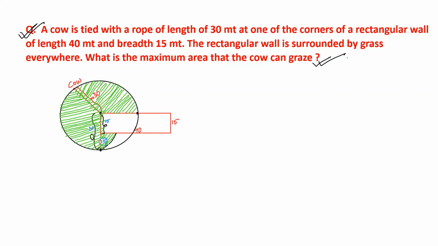So this shaded area would be the total area that this cow can graze, which would be 3/4 of the area of a circle whose radius is 30 meters and 1/4 of the area of a circle whose radius is 15 meters, which would be 3/4 into pi into 30 square plus 1/4 into pi into 15 square, as the area of a circle is pi r square, which when we simplify, it would be 2925 pi upon 4.